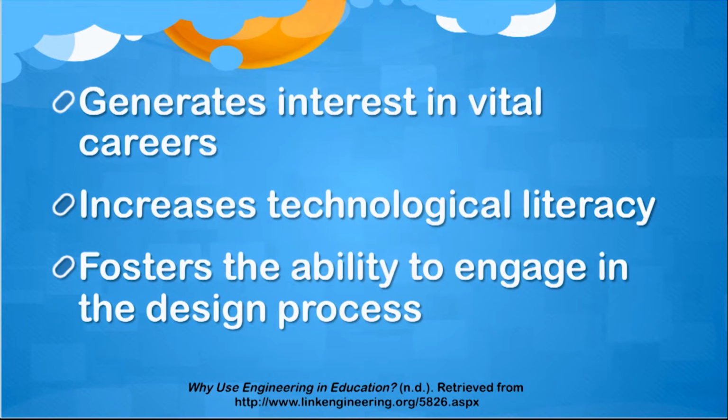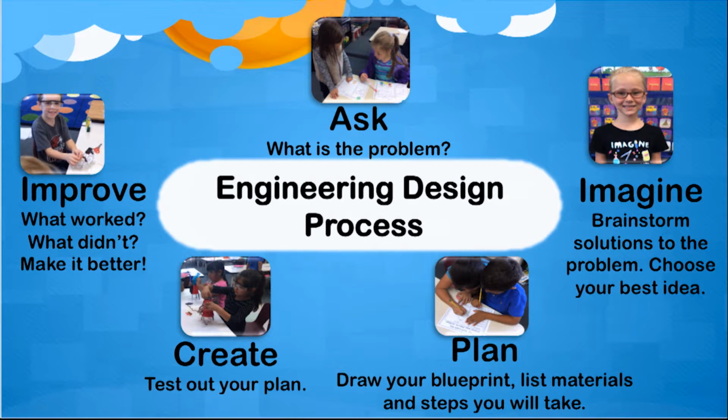The engineering design process is a wonderful problem-solving process, and this is what we use in our class. We start at the top, and the students ask what the problem is. They imagine, they brainstorm solutions to a problem. They choose their best idea. Once they have their idea, they draw a blueprint. They list the materials they're going to use, and then we go and we create and test out our plan. Afterwards, we come back and reflect: what worked, what didn't work, and how can we make it better.